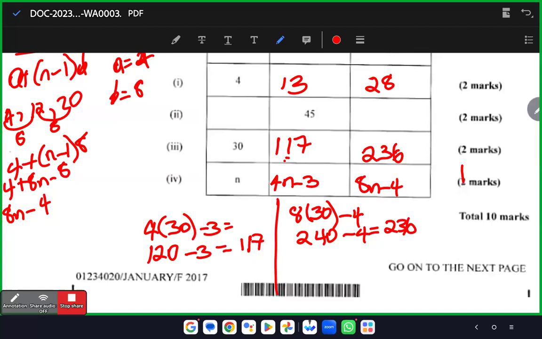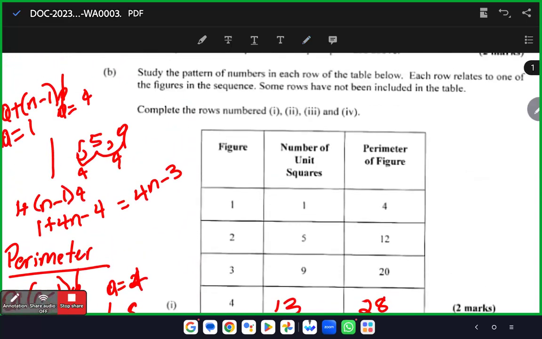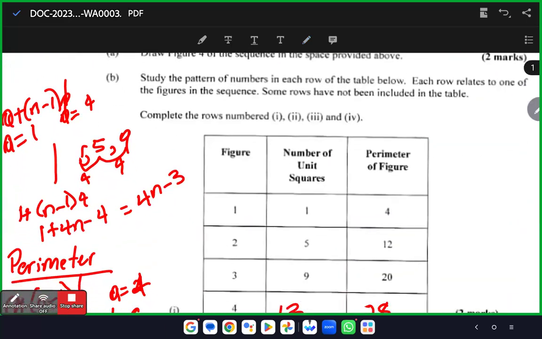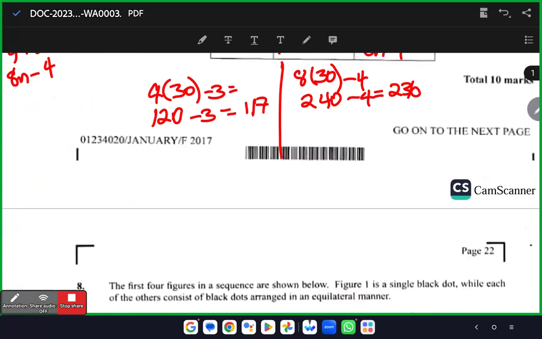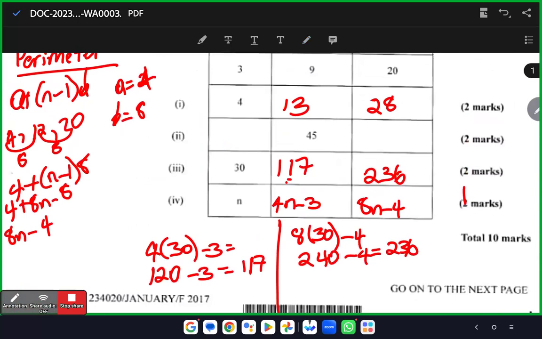So let me see if I can create some space for this working on our document. Let's scroll down a bit. All right, good. So in this part of the question now, you'll have to use your transposition skills, because what are the things that we need? We know that the number of squares for this item is actually 45. We do not know the position of the term, which would be the figure position, and we do not know the perimeter of the term.